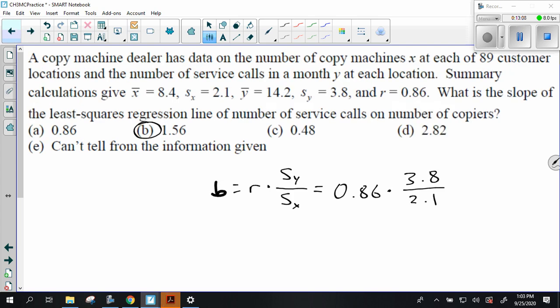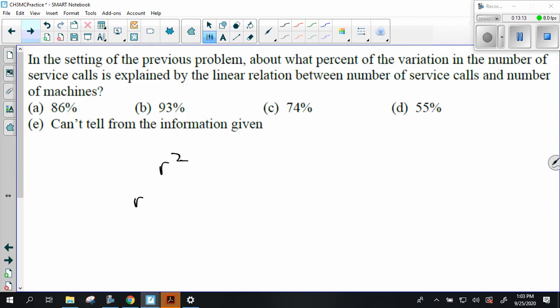We've been given an r value of 0.86. So if r equals 0.86, then r squared is equal to 0.86 squared, which it turns out is 0.55. So we'll get 55%. Nice. It's moving right along.